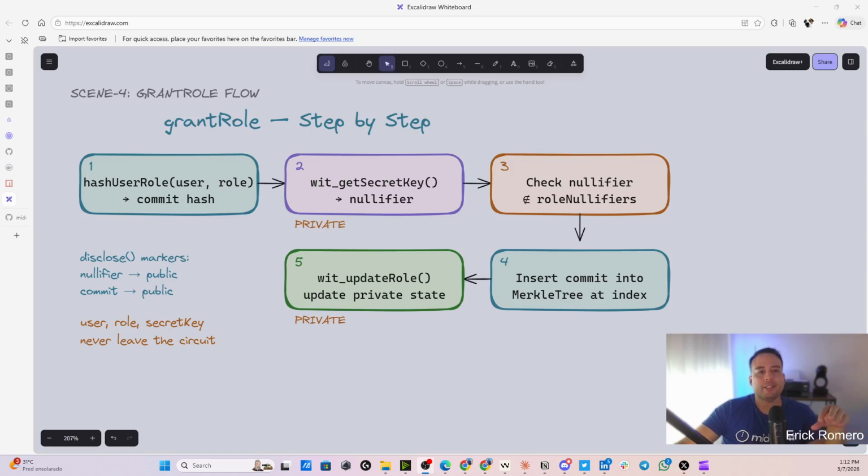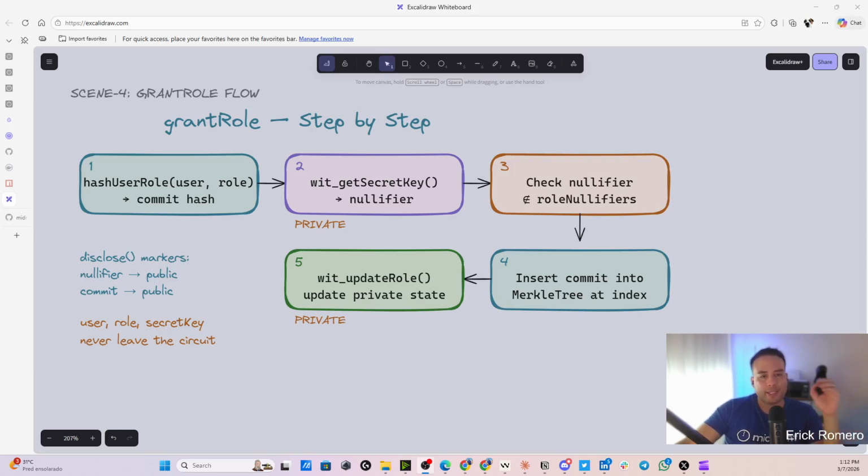Step 5. Private state update. The circuit calls witness updateRole, which tells the off-chain witness to store the new role assignment in its local private state. This is where the user's role mapping actually lives, not on chain, but in the witness.